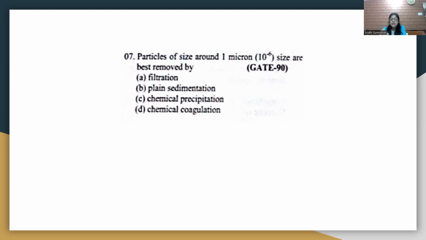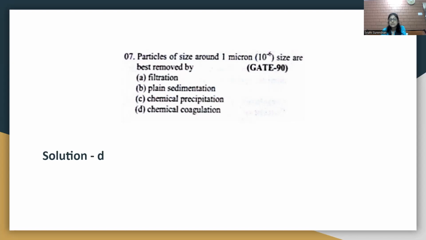We had learned that dissolved solids are particles less than 1 nanometer. Colloidal particles are in between 1 and 1000 nanometers. 1000 nanometers is equal to 1 micron. And we have also studied that colloids are removed through coagulation. So the answer to this question would be option D, which is chemical coagulation.